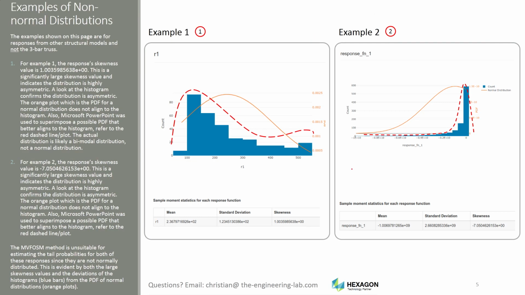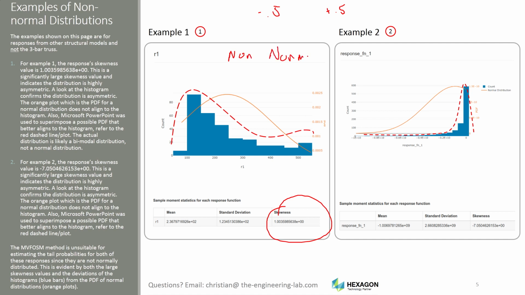Now, here, if you look at the skewness values, they're a lot different. If you look here at the left, the skewness value is 1. So this is well outside of the range of negative 0.5 and positive 0.5. So since it's outside of this range, we know this is a non-normal distribution.